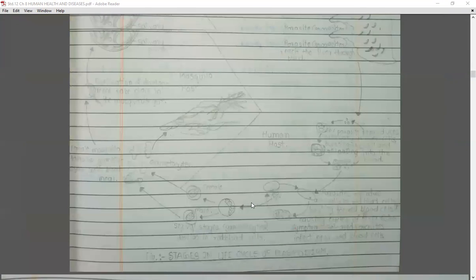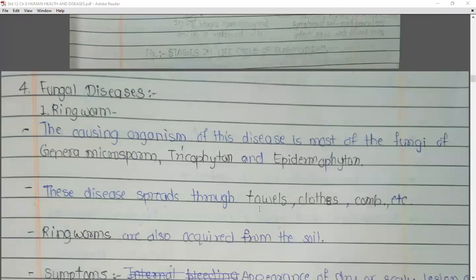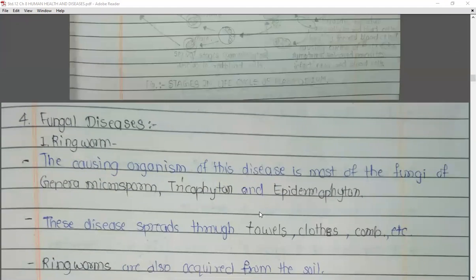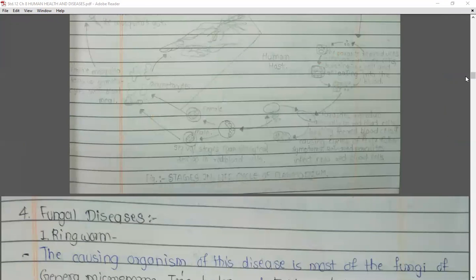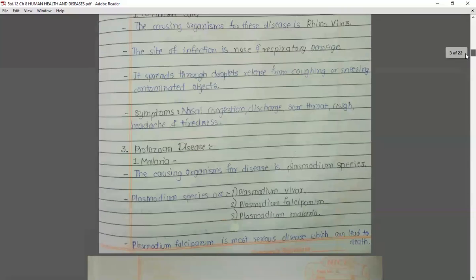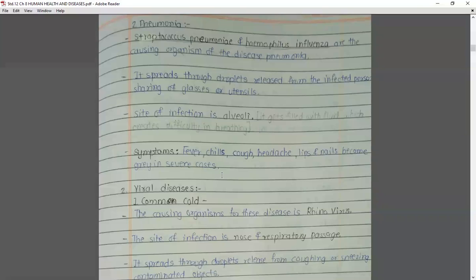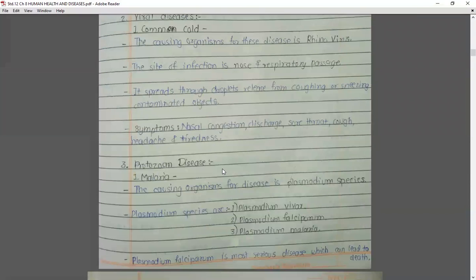Next, this is the figure of the Plasmodium that we saw, the malaria, right? Here we complete the protozoan disease. So we saw today the first bacterial disease, then we saw viral disease, and third we saw the protozoan disease. I hope you are very clear with today's topic, and I hope to see you again. Thank you.